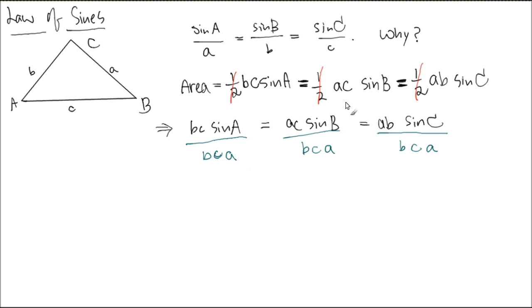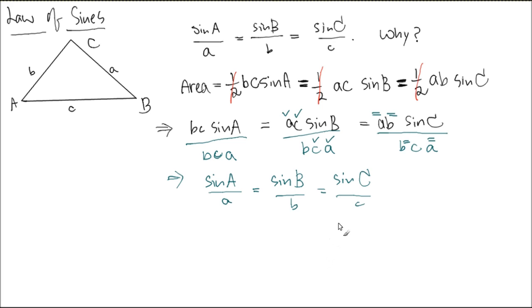Something nice happened to the second part. C appears there and a appears there, both of them appear, right? So they happen to be gone, and b is the only thing that survives. If you look at the third part, accidentally we knock down a there and b as well, so only c survives. So from all the cancellation, we have sine A divided by a, sine B divided by b, sine C divided by c. Boom. We have the law, right?